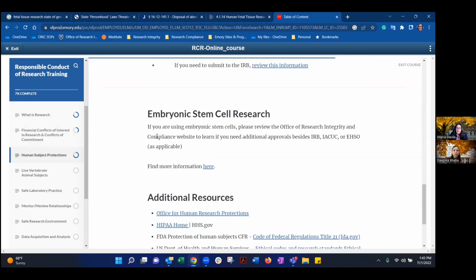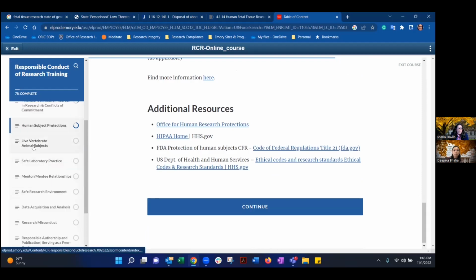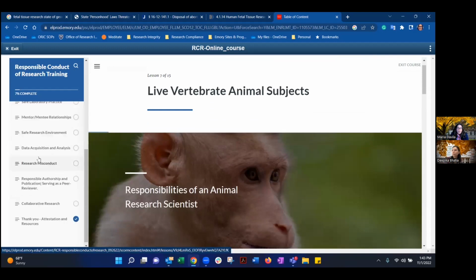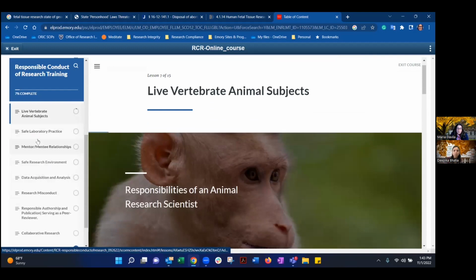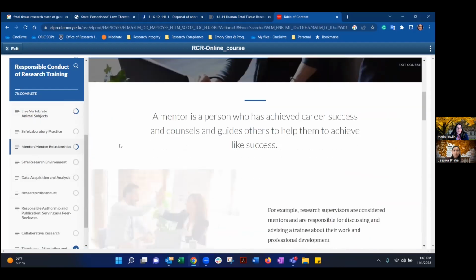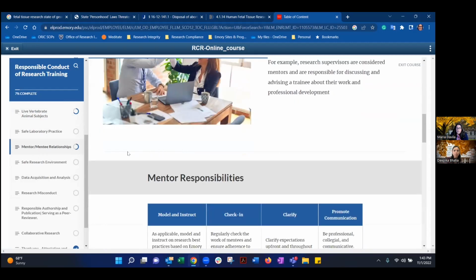We also provide information about embryonic stem cell research, for example, and we have that separate, but that's something that doesn't happen very often here in Emory, and we have resources here. So you see, in general, we have those topics covered, the same thing with IACUC information, but then we go more in depth with other topics. For example, with mentor-mentee relationships, we have taken it a little more because besides CITI, there's no other places where you will receive this information.